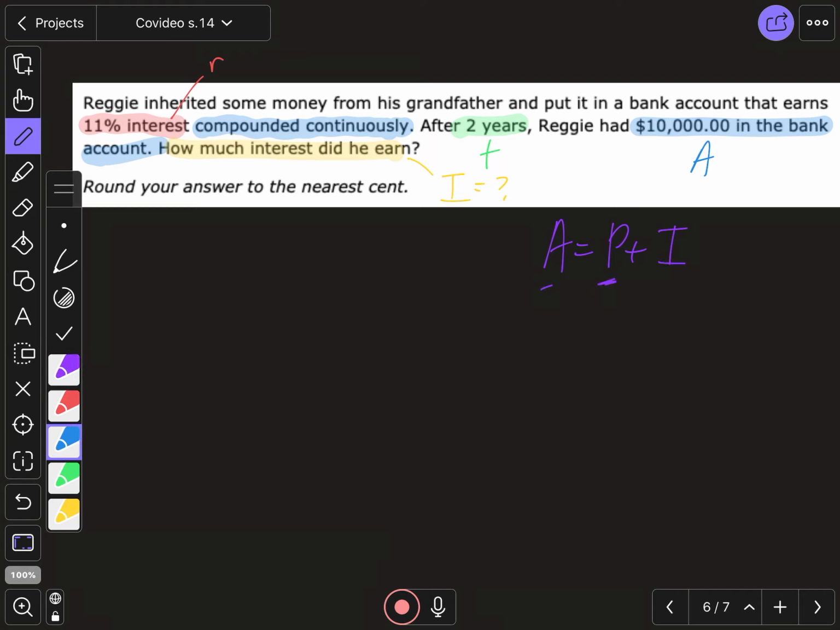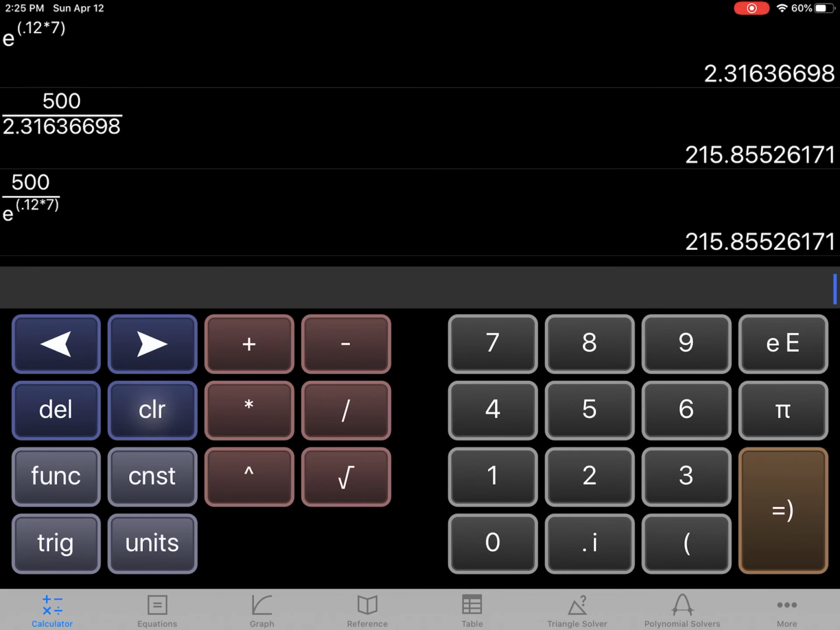So my amount in the account is 10,000. We need to find the principal. So that's P times E, since we're compounding continuously. 11% would be 0.11 times the 2 years, and we're going to put all that in parentheses up there. Just like last time, I'm going to take 10,000 and divide it by all of this to figure out what P is equal to.